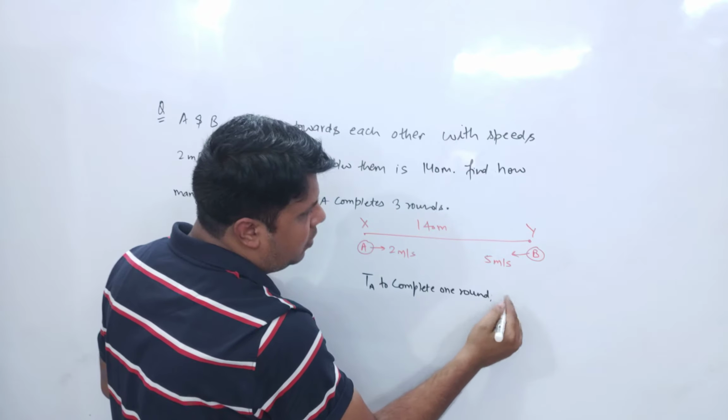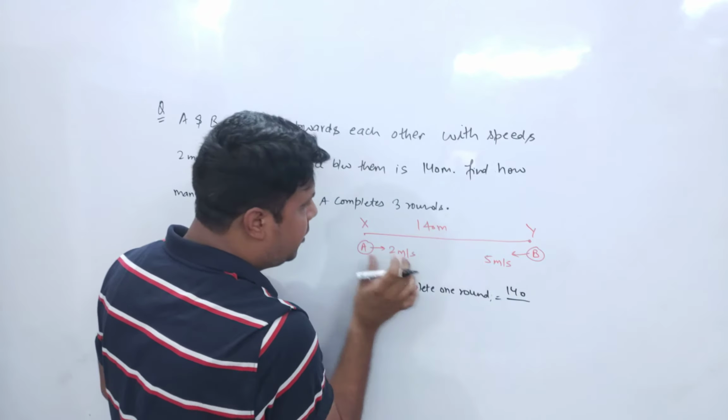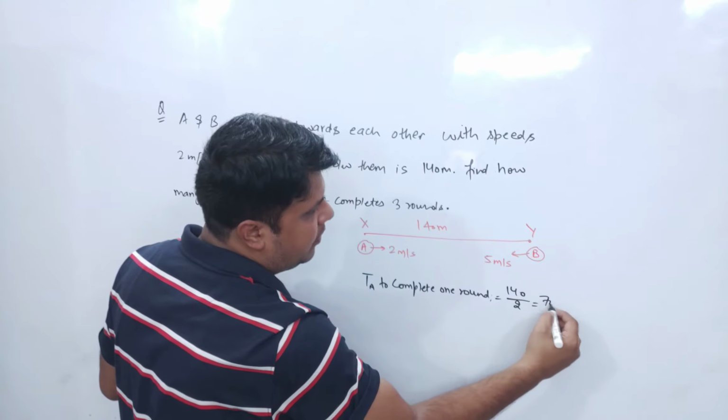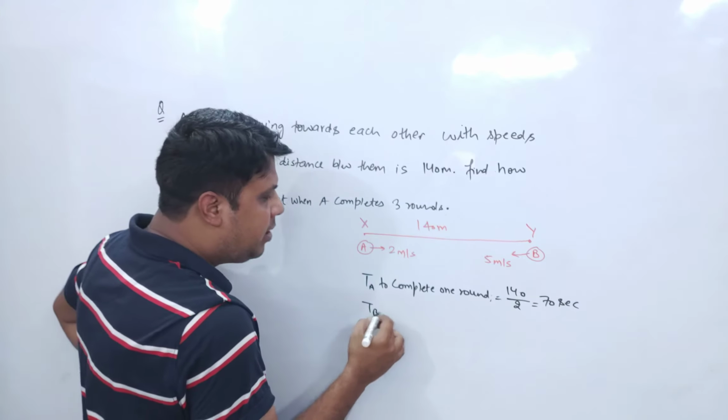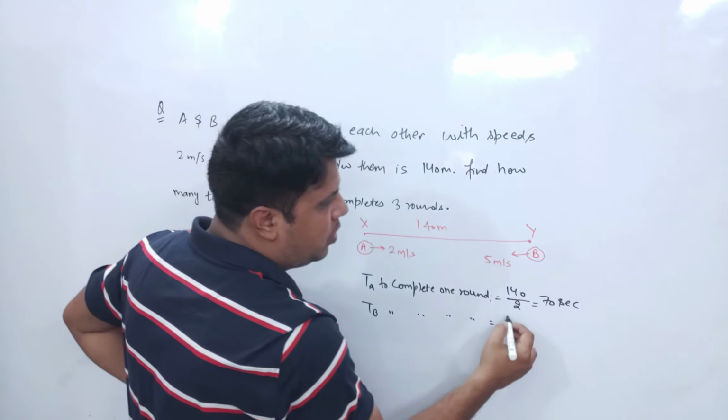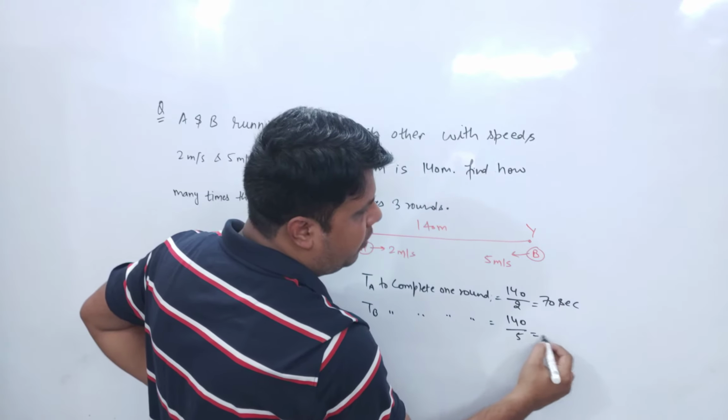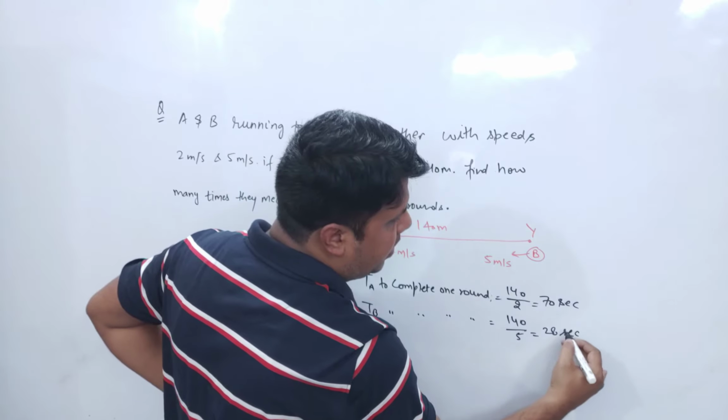Complete one round. So you'll be saying sir 140 meter and the speed of A is 2, so that is 70 seconds. Is it clear? No problem in that. And what is the time taken by B to complete one round? So again that will be 140 divided by 5, 28 seconds. Okay, no problem in that.